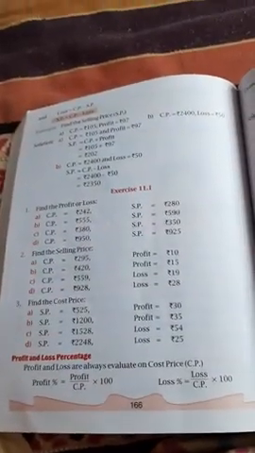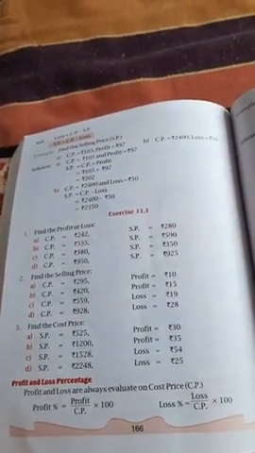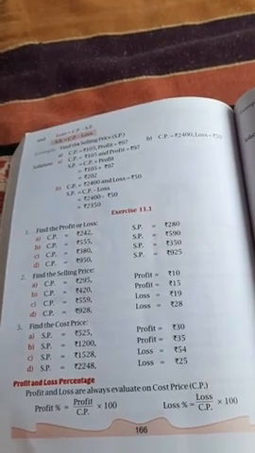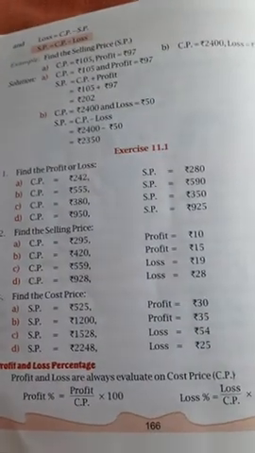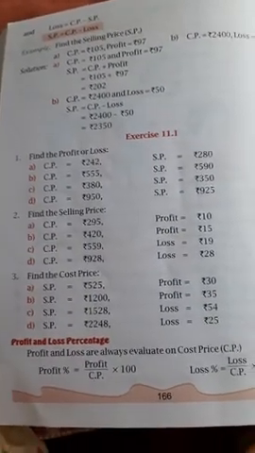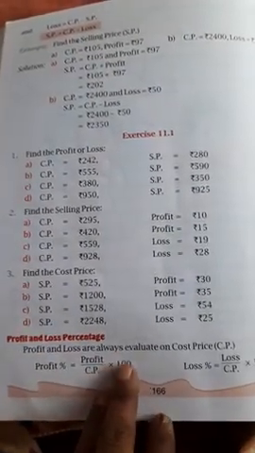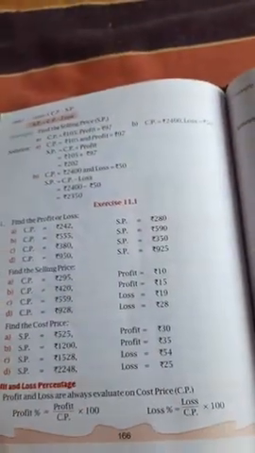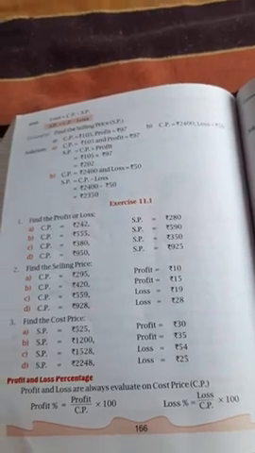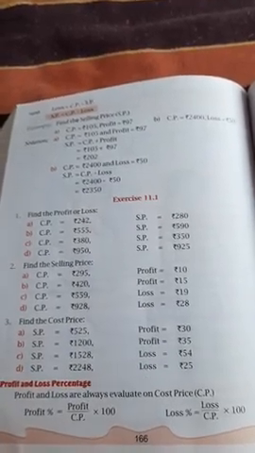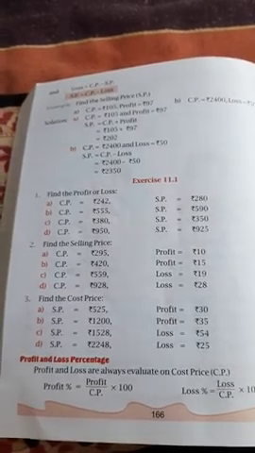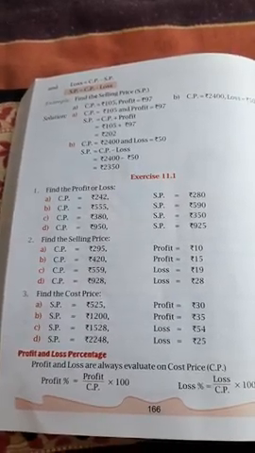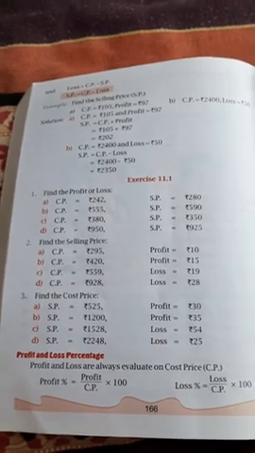The 11th chapter name is Profit and Loss. Then we solve some examples of exercise 11.1. Then our next point is profit and loss percentage. Profit and loss percentage are always evaluated on cost price.